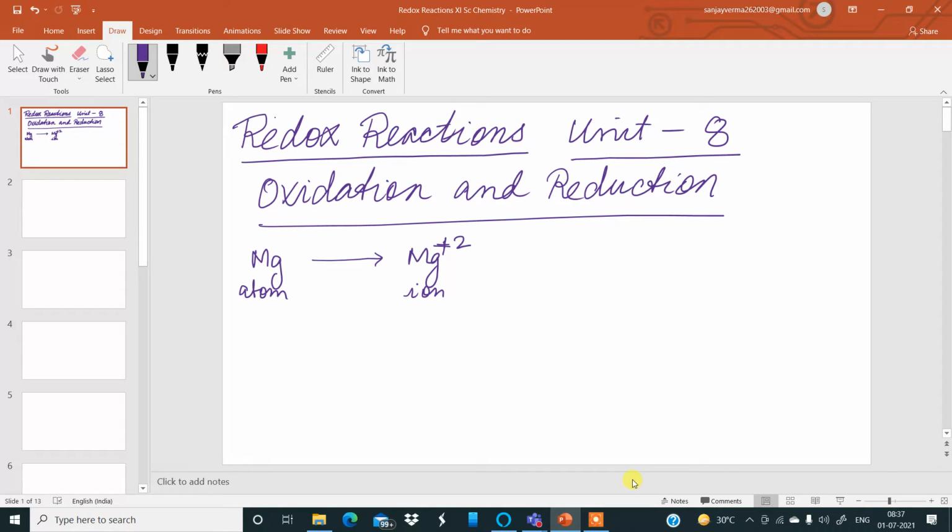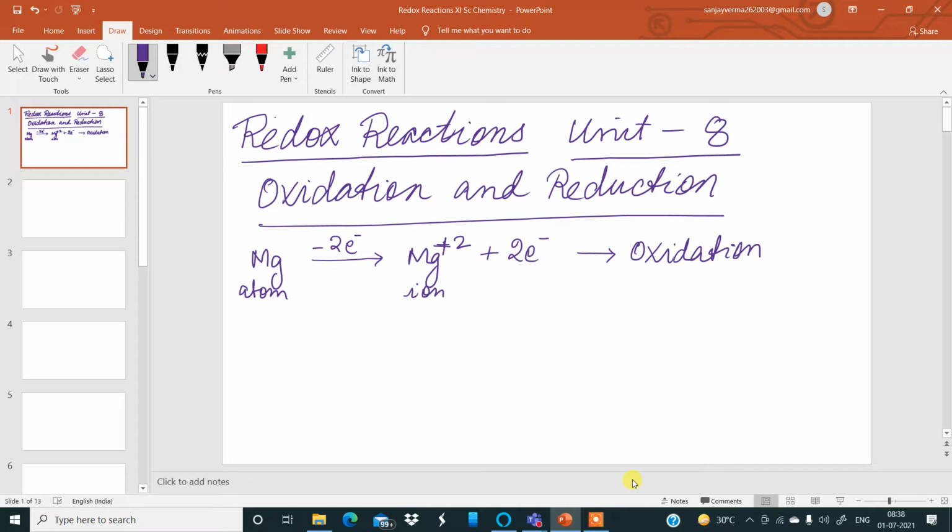So, the magnesium atom loses electrons. How many electrons? It loses 2 electrons. I can write minus 2 electrons above the arrow, or I can write these 2 electrons on the product side, like this, plus 2 electrons. So this magnesium atom has lost 2 electrons. So this is oxidation.